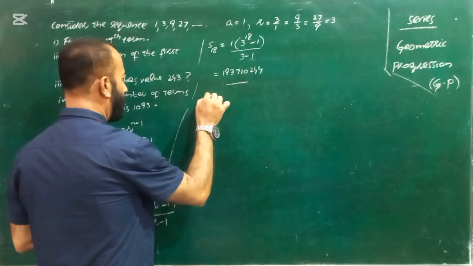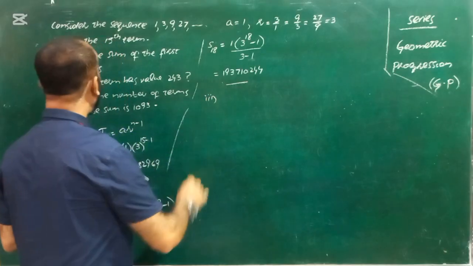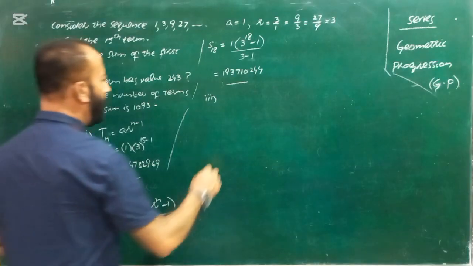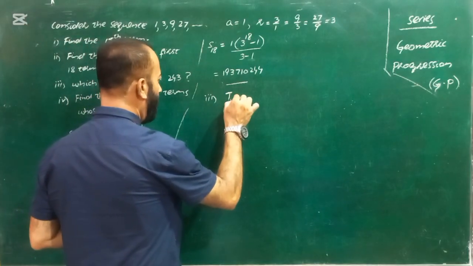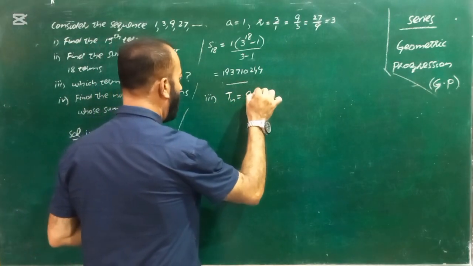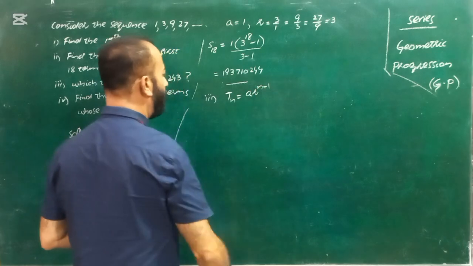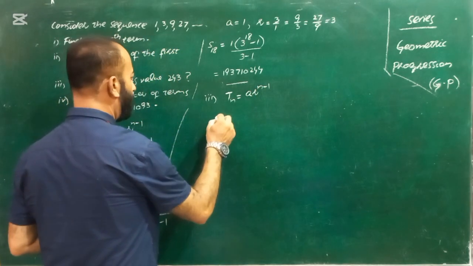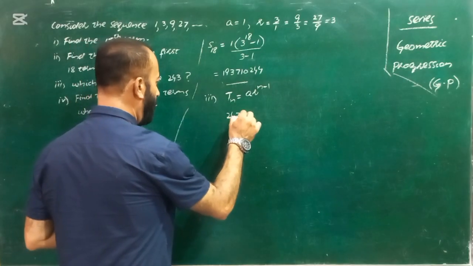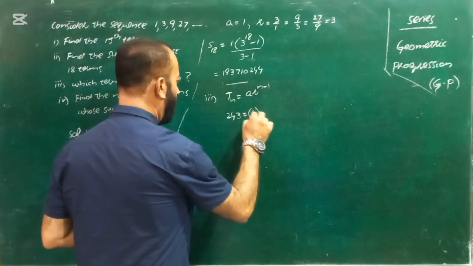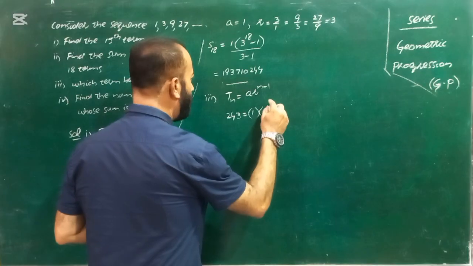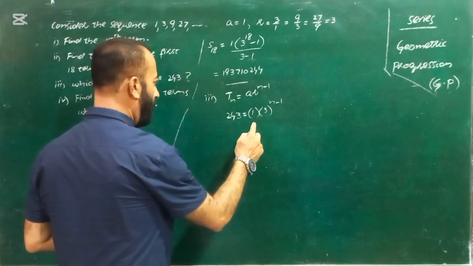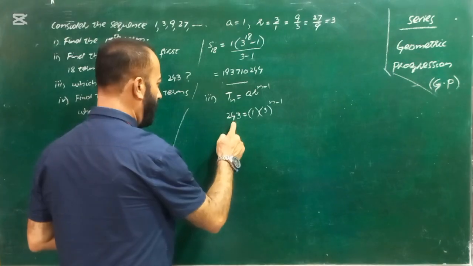Now the third part. Which term has value 243? So Tn is equal to A R^(n-1) is the formula. So which term is this one? The number of the term is the requirement. So Tn is 243, A is 1, R is 3, raised to the power n minus 1. So from here, you can see 243.